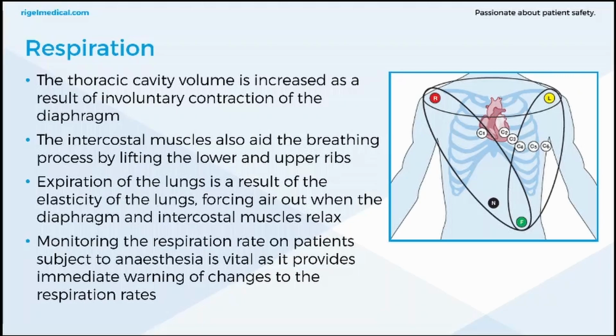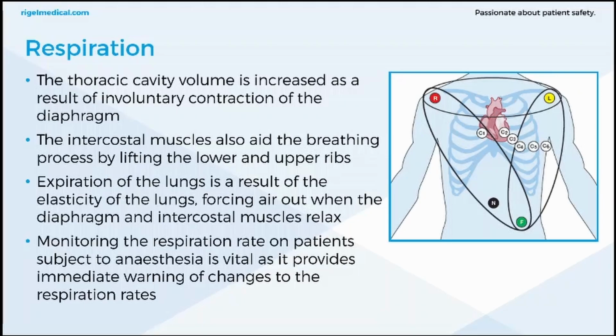So the thoracic cavity volume is increased as a result of involuntary contraction of the diaphragm, and this is the layer between the lungs and the abdominal cavity. The intercostal muscles also aid the breathing process by lifting the lower and upper ribs. Expiration of the lungs is a result of the elasticity of the lungs forcing air out when the diaphragm and intercostal muscles relax. Now, elasticity of the lungs is another indication for ventilation. If you've got poor elasticity, if your lungs have become stiff or rigid, then that's another indication that ventilation is required. So there's all sorts of indications for ventilation.